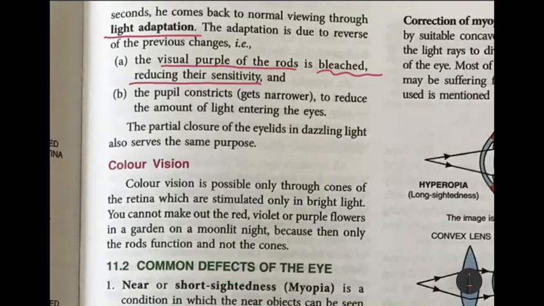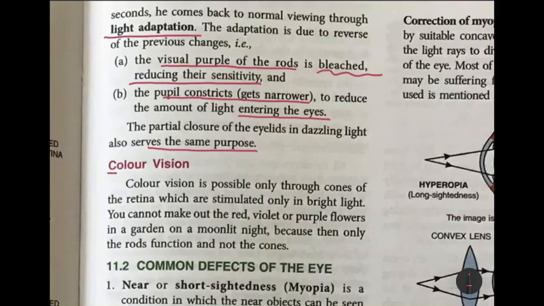Okay, the pupil constricts, it becomes narrower to reduce the amount of light entering the eyes. And sometimes when you come out, you'll close your eyes, you partially close your eyelids, in dazzling light. In the same way, it also serves the same purpose. Like sometimes, you know, when someone flashes a torchlight in your eyes, you will close your eyes.